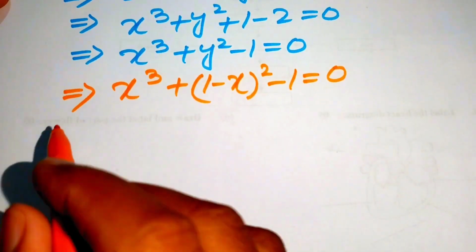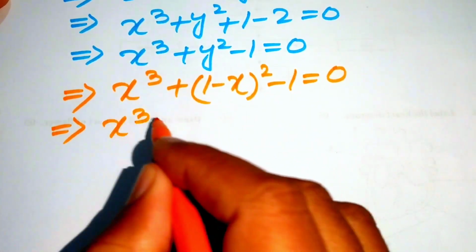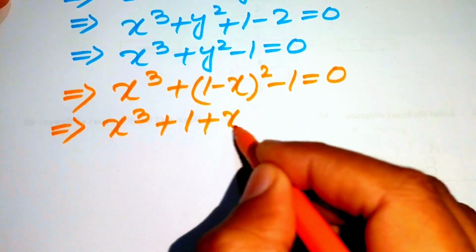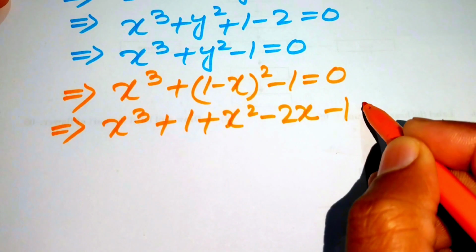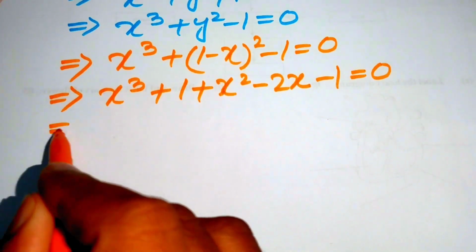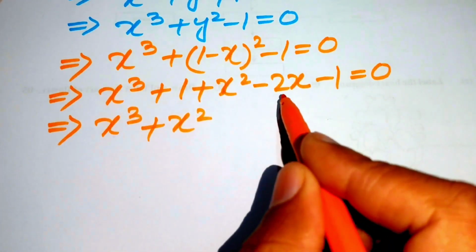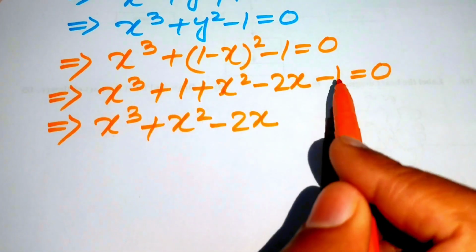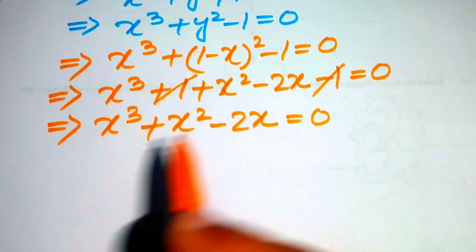And here we need more simplifications, and we use the nice square identity here, and we get x cubed plus, we use the formula of square here, and you get (1 plus x) squared minus 2 times (x minus 1) equals 0. So here we use this square identity, and now we get x cubed plus x squared minus 2x, and here you see that we have plus 1 and minus 1, so these are cancelled by each other, and it equals 0.